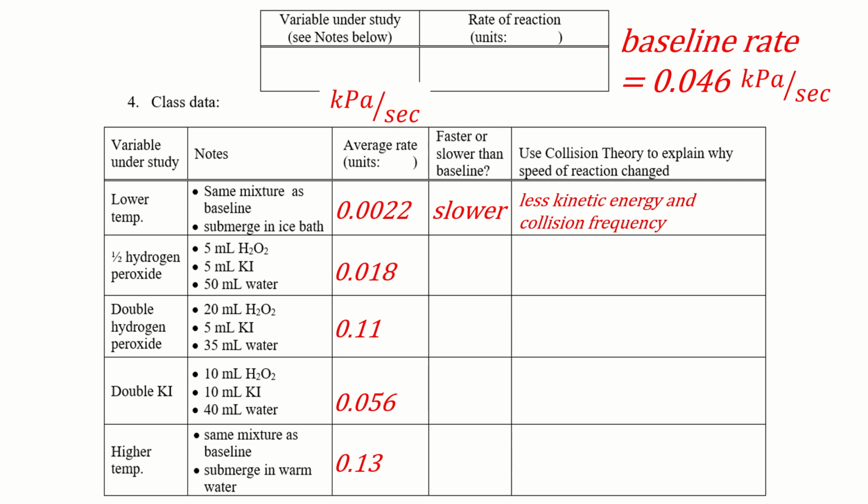If you'd like to go through the rest of these and see if you can use this collision theory idea to explain why the rate of the reaction becomes either faster or slower than the baseline, that's an important idea to understand. What is it about the particles in terms of their collision that's causing this number to change the way that it does?